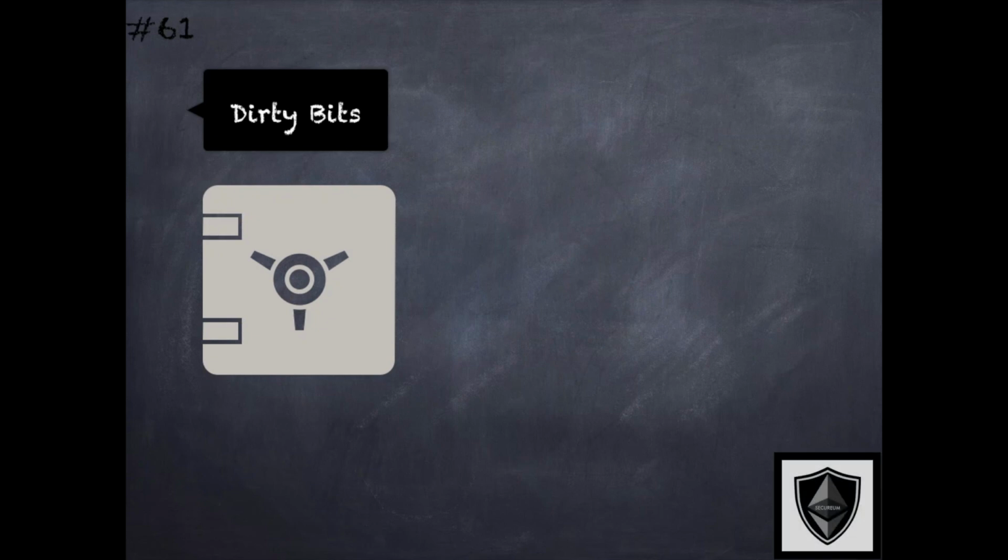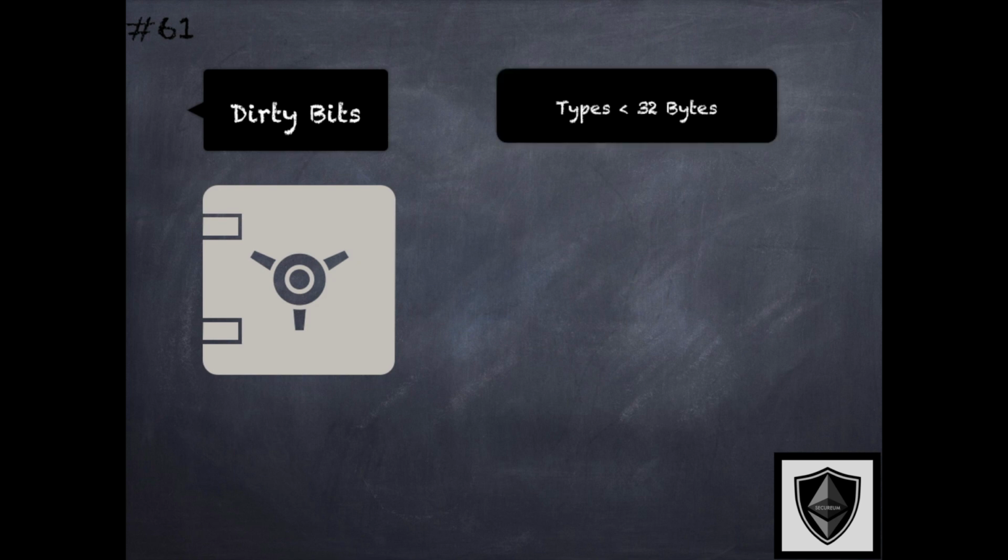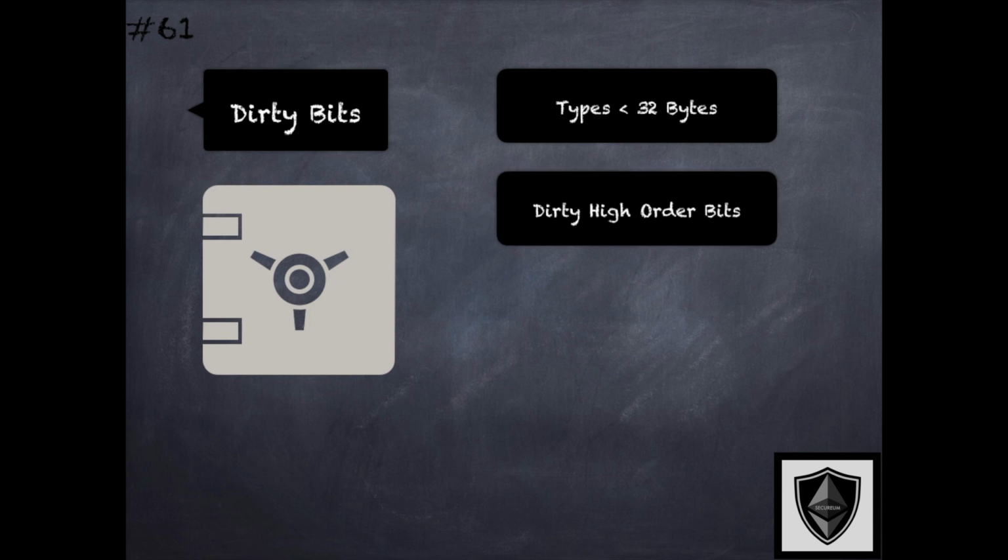There is a security risk from dirty high-order bits in Solidity. Recall that the EVM word size is 256 bits or 32 bytes. And there are multiple types in Solidity whose size is less than 32 bytes. Using variables of such types may result in their higher order bits containing dirty values.